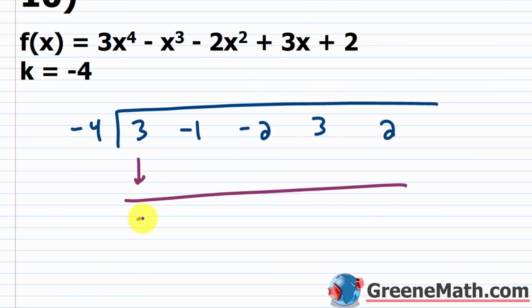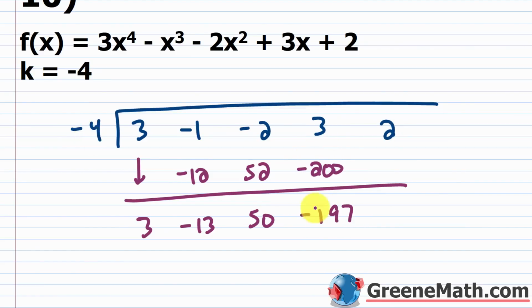Let's drop this down. Negative 4 times 3 is negative 12. Negative 1 plus negative 12 is negative 13. Negative 4 times negative 13, that's positive 52. Negative 2 plus 52 is going to be 50. Negative 4 times 50 is negative 200. 3 plus negative 200 is going to be negative 197. And then negative 4 times negative 197, that's going to be 788. And then 2 plus 788 is 790.